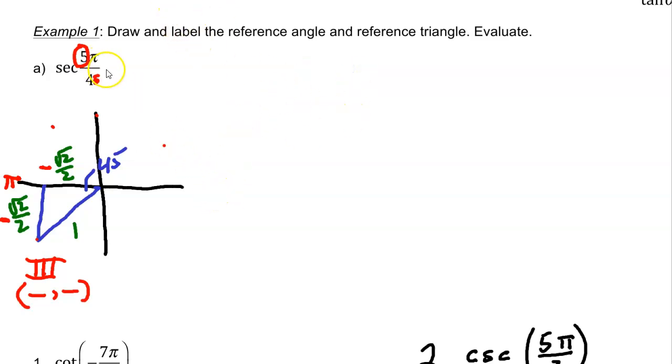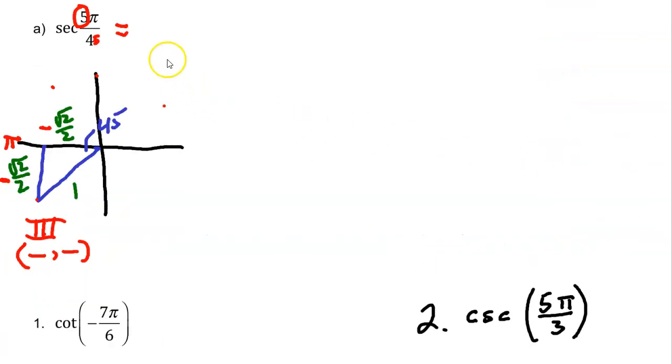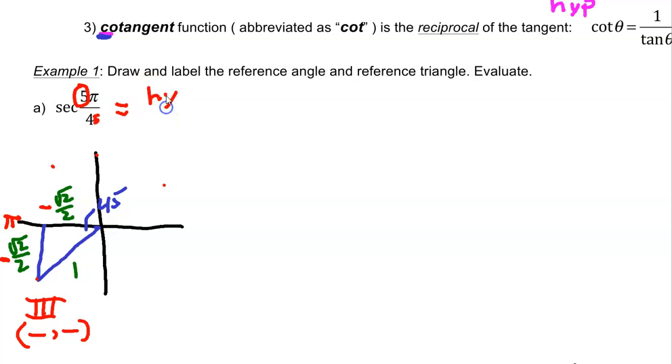Now, we still have to find this, right? So now that I have this, I can look at this and recall secant. Let's go back to my notes. Secant is hypotenuse over adjacent. You can write this out each problem, just to help you remember it. And I go to my hypotenuse, and I find that is equal to 1. And I go to my adjacent, which is right here. That is equal to negative root 2 over 2.